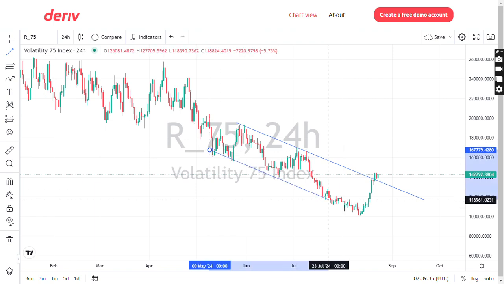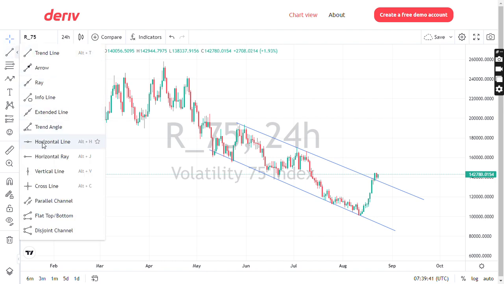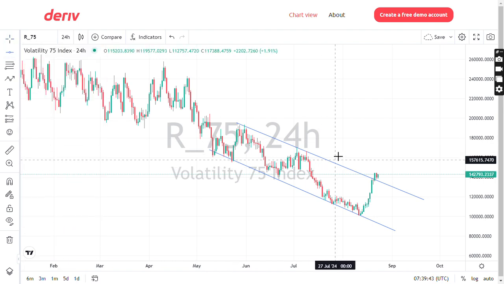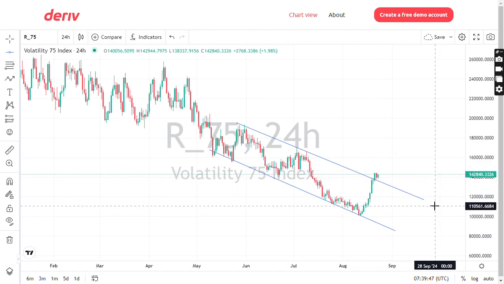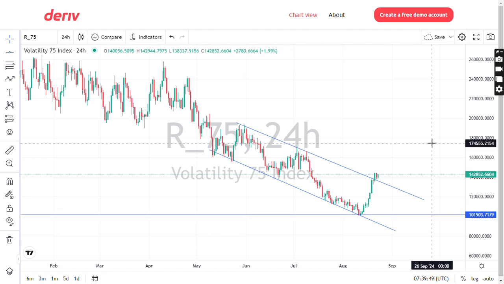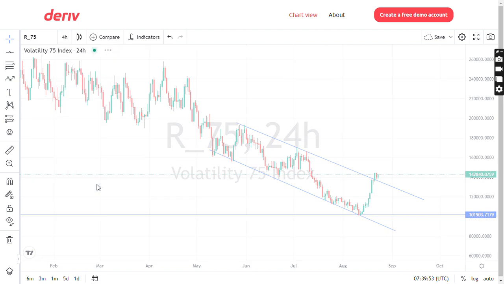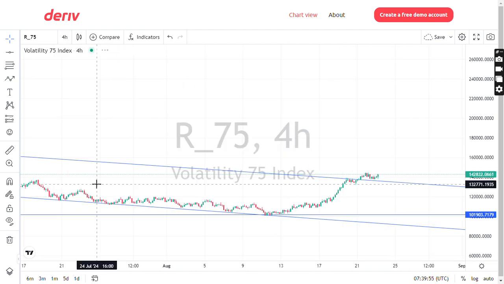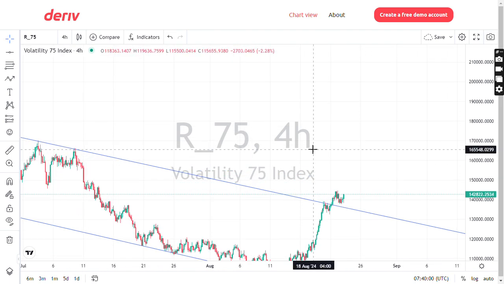Okay, there we have our downtrend. Now we can mark out our support and resistance. You'll notice that we don't have a lot of support and resistance on volatility 75 as of yet, so we can just mark down this as a low, jump into the lower time frame, and you will start to notice support and resistance levels that actually make sense.